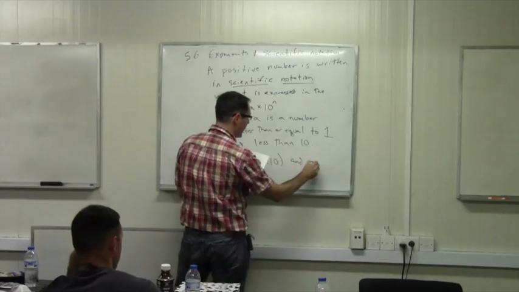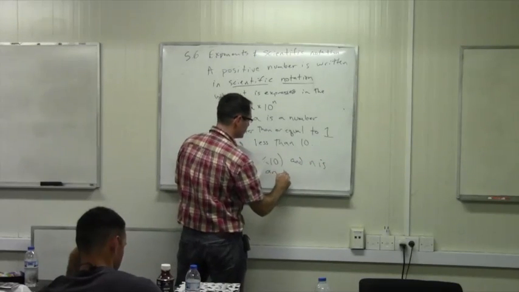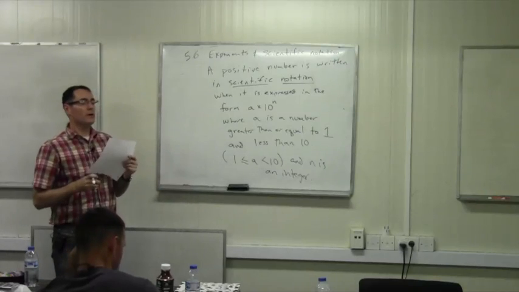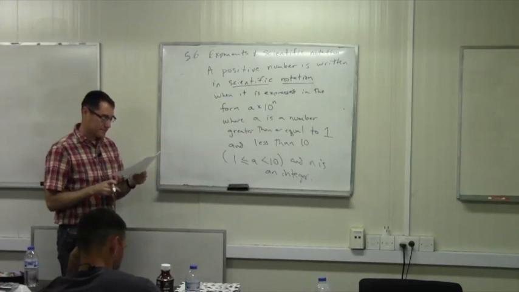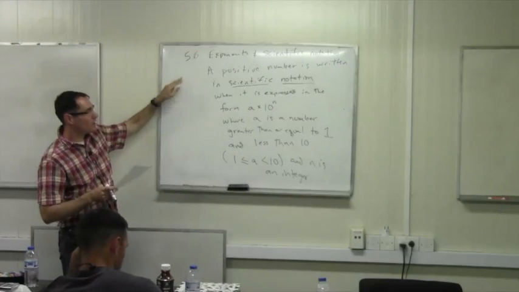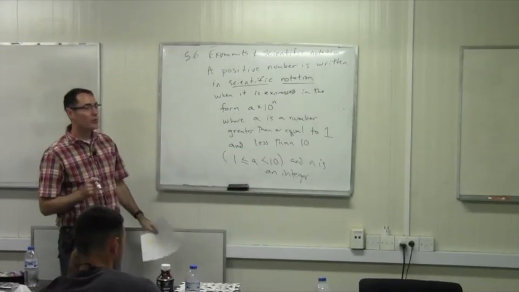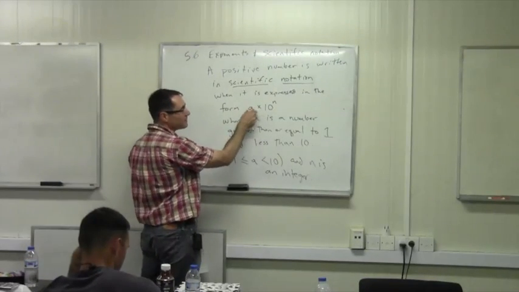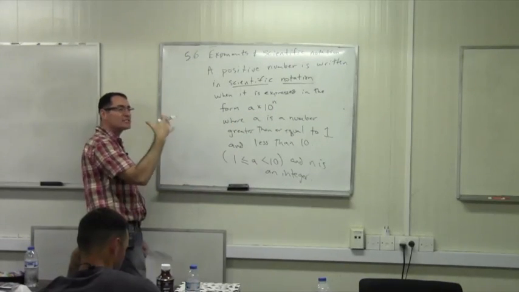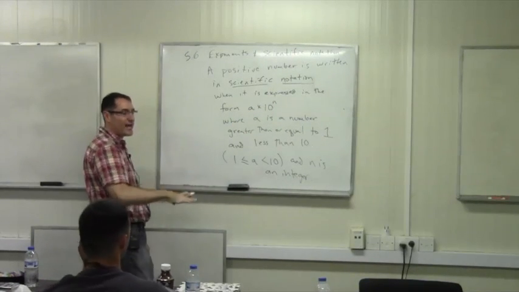And n is an integer. Now, that's a lot of words. OK, here's what that means. We're going to take a number, and we're going to write it in some form that has some number times 10 to the n. But that number there has to be between 1 and 10.